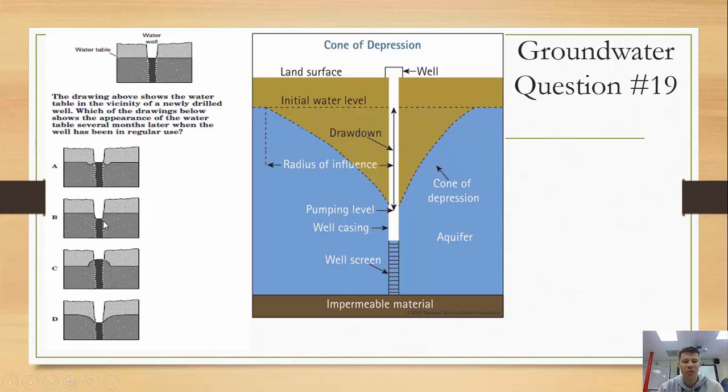B looks like a really good choice, but that's not a good choice because it's not showing you that V-shaped pattern. C is a terrible choice. I hope you didn't pick that one. And D is the best choice because you can see that V-shaped pattern, that cone of depression. So the answer is D.